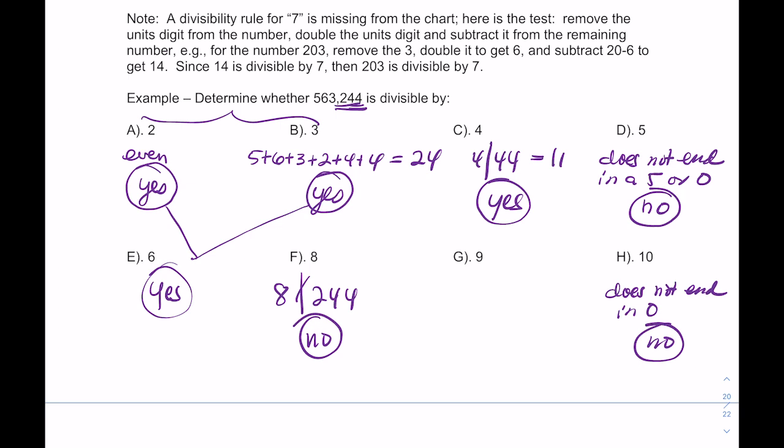And then 9 is very similar to the rule for divisibility by 3. If you add the digits, and if that sum is divisible by 9, then the whole number would be divisible by 9. When we added the digits, we got 24. And 9 cannot go into 24. So that's a no.